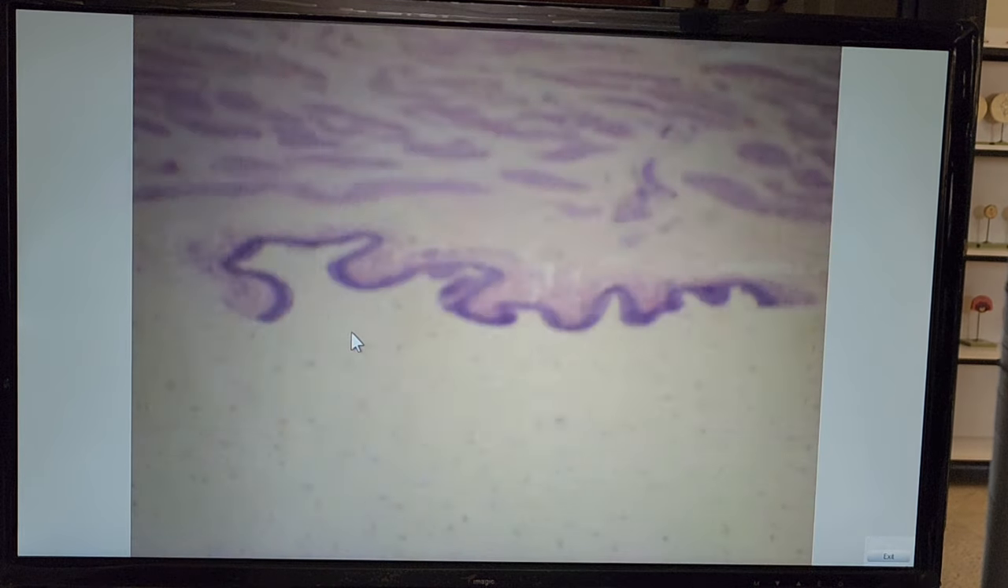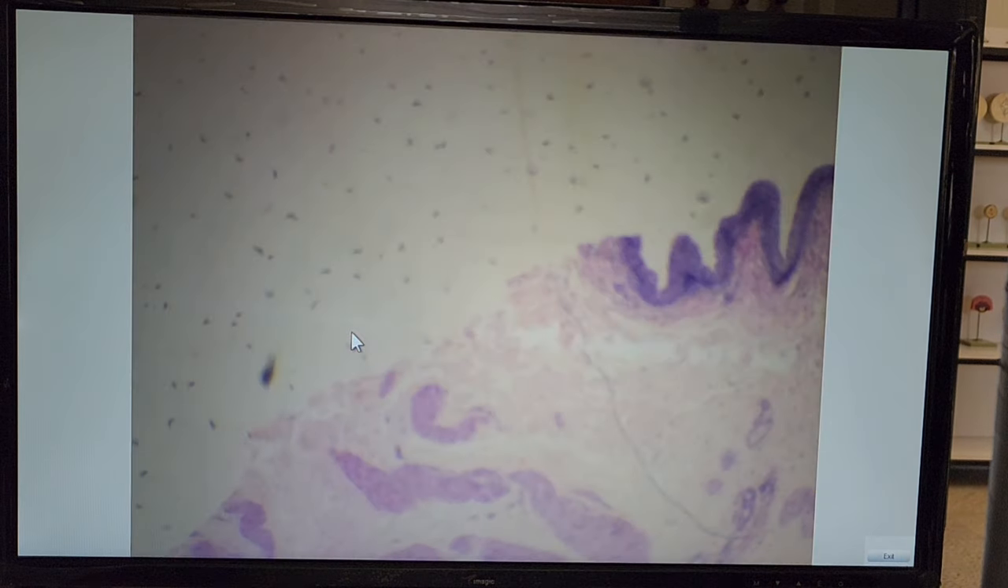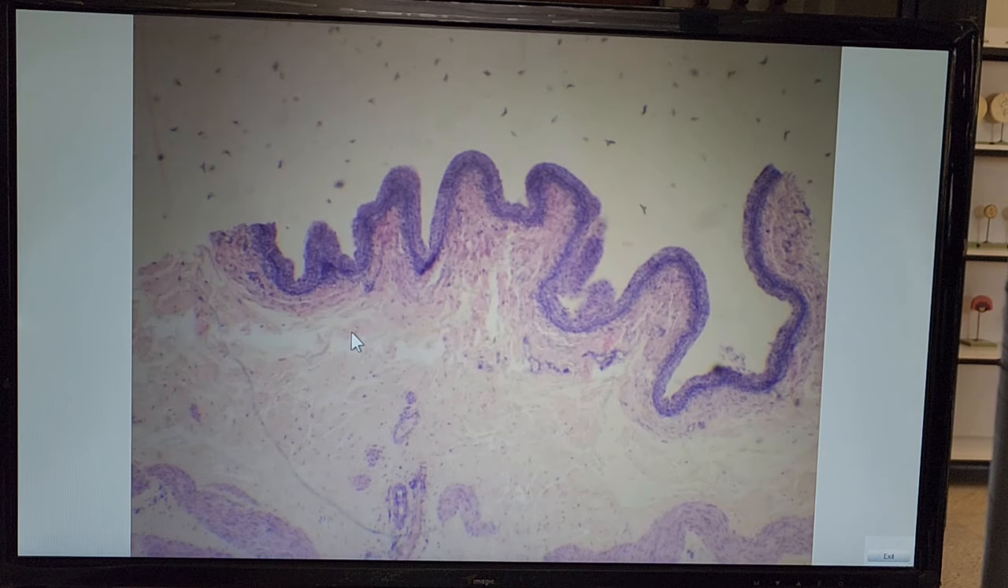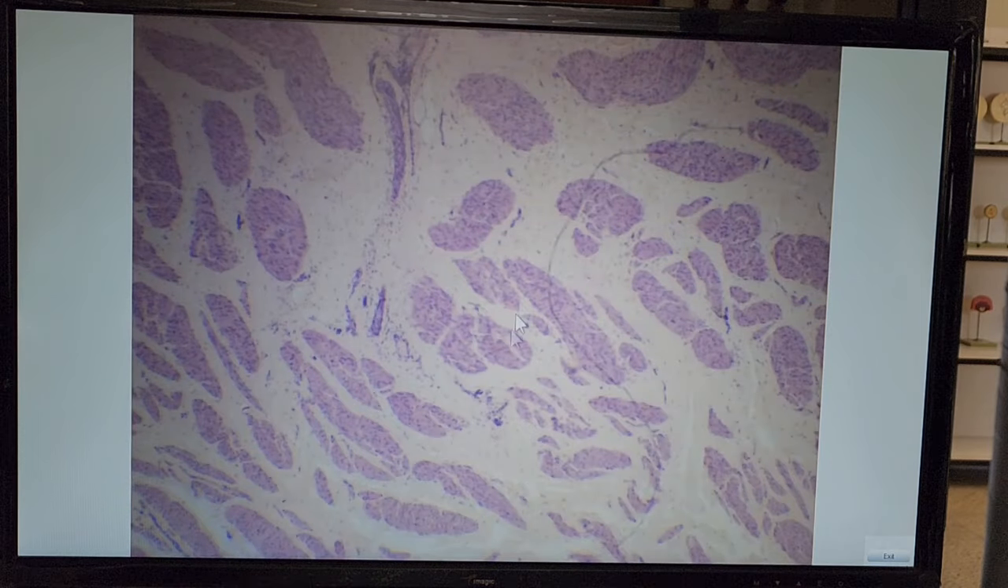This slide is a section in the urinary bladder. The lining epithelium is the transitional epithelium, with the lamina propria. The muscularis layer consists of three poorly delineated layers called the detrusor muscle. Detrusor muscle.